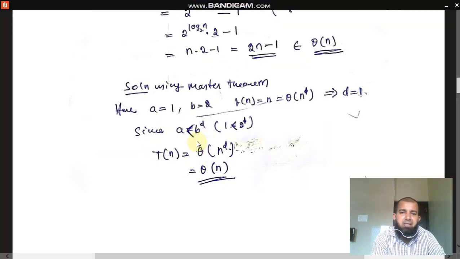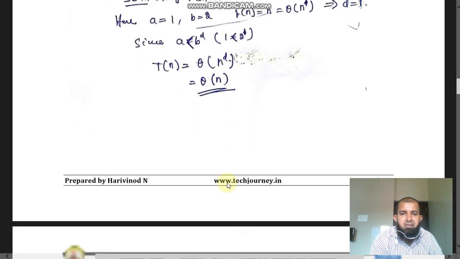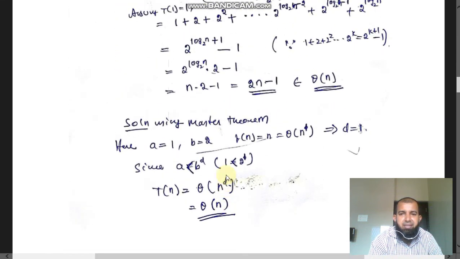Case 1. So T(n) is equal to Theta of n to the power of d. Here d is equal to 1, n to the power of 1 is n. So Theta(n). You get the same answer, Theta(n), Theta(n).